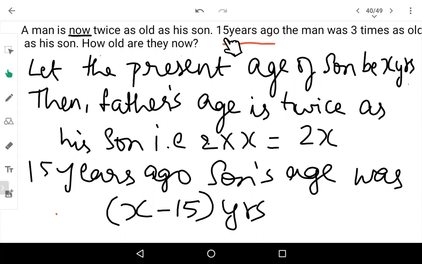No, Imran, not 45. Don't take numbers. Just tell me the equation, like how we took x minus 15 for the son's age. What will be the expression for the father's age? 2x minus 15. Everybody agrees with that? Here I have done x minus 15 for the son's age. So for the father's age also, I have to take this 2x and minus 15.